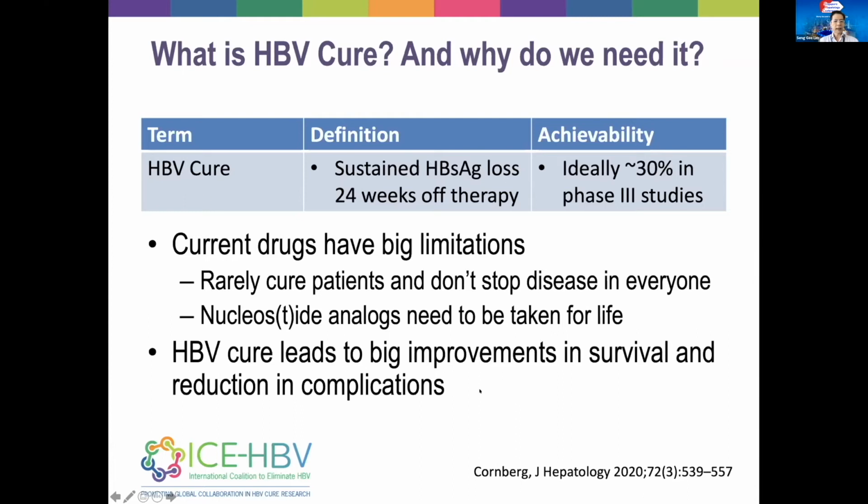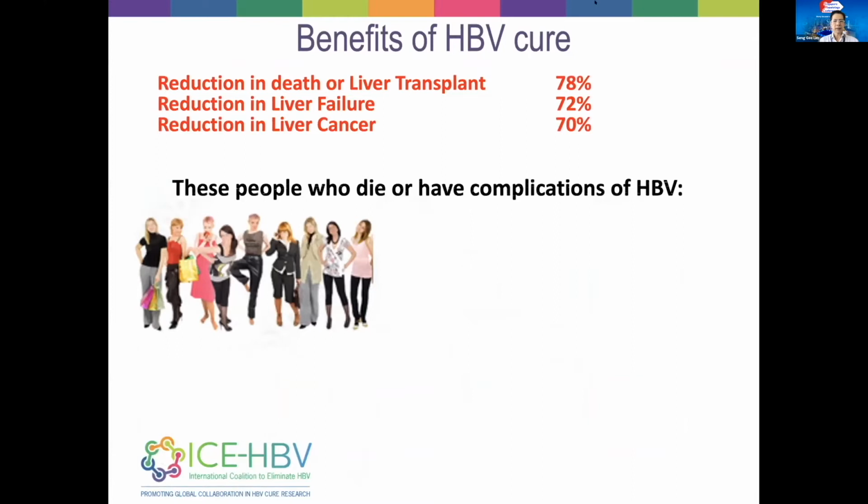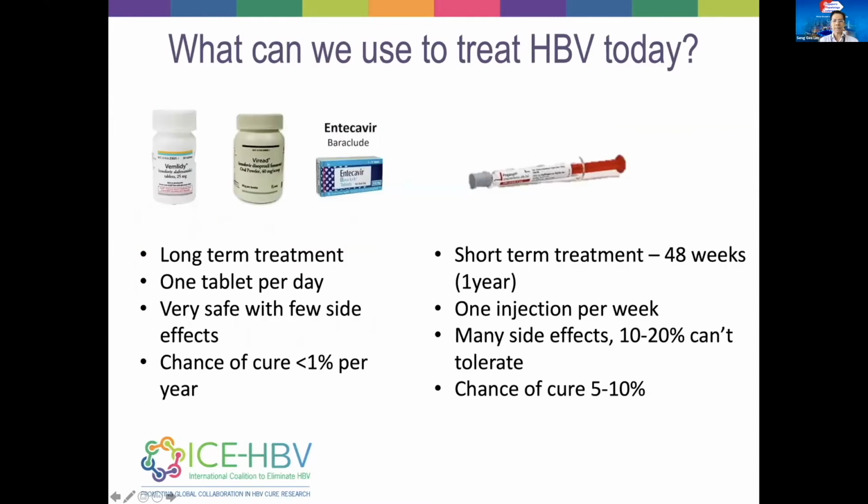But if we can get a cure for hepatitis B, it can lead to big improvements in liver survival and reduction in complications, as I'm going to show you. The benefits of cure are listed here. There's a 78% reduction in death rate. That's an almost 80% reduction in death or liver transplant. Liver failure is reduced by 70%, and liver cancer is reduced by 70%. So this leads to an incredible benefit for patients if they can achieve hepatitis B cure. But today, unfortunately, the drugs that we use are not particularly effective.